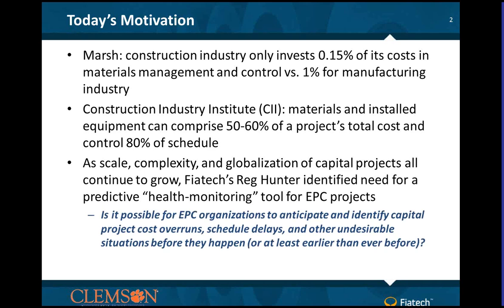Is it possible to anticipate and identify when you might be going over cost or having schedule delays or any other undesirable situations before they happen, or at least better than you can right now? Because we know cost, quality, and schedule are all very key. What can we do potentially to help mitigate some issues with cost overruns or schedule delays from a predictive standpoint? And it was Reg's idea that was sort of the genesis of this project and this talk today.